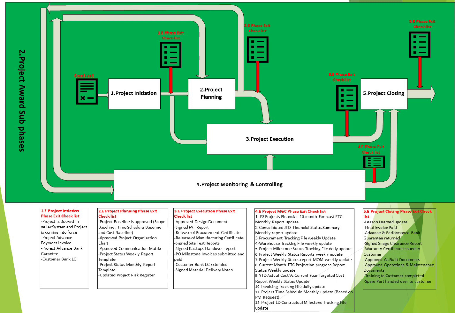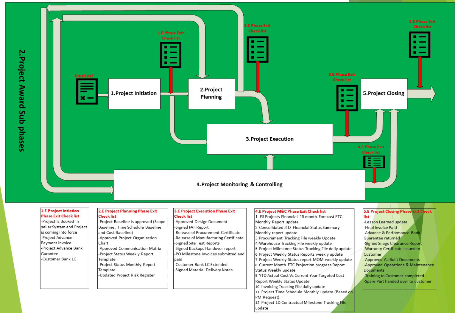So to recap, now we'll go for the overall view of the project execution phase. The phase exit for project execution, as we mentioned, will include approved design document, signed FAT report, release of procurement certificate, release of manufacturing certificate, signed site test report, signed backups handover report, all PO milestone invoices submitted and paid, customer bank LC extended or closed, signed material delivery notes, and maybe the advance bank guarantee, which you need to take back from your customer.